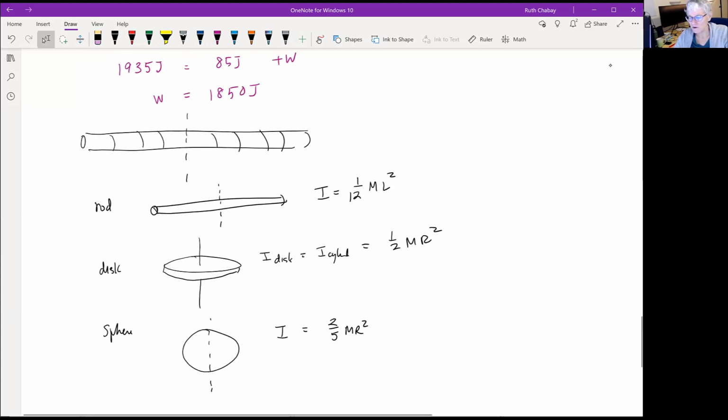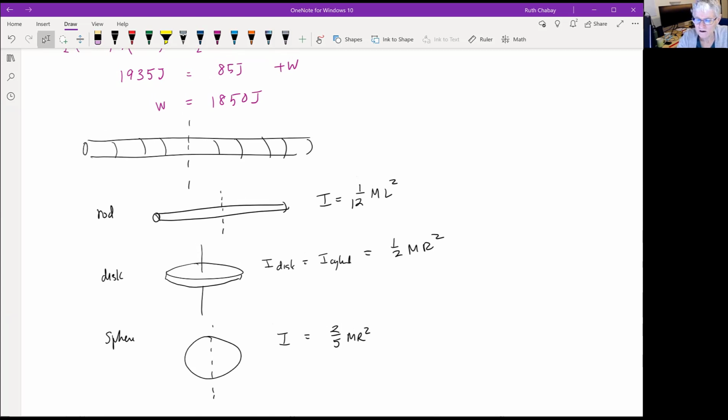And notice that the moment of inertia of a rod rotating around its long axis would be completely different. If it's rotating around its long axis, then all the atoms are really much closer. And so you get a totally different moment of inertia than you would if it's rotating around an axis perpendicular to the axis of the rod.